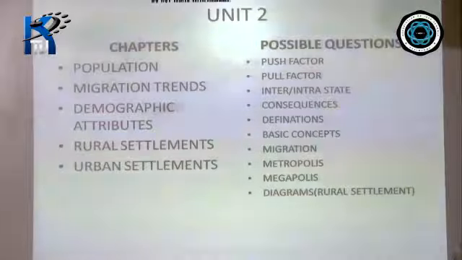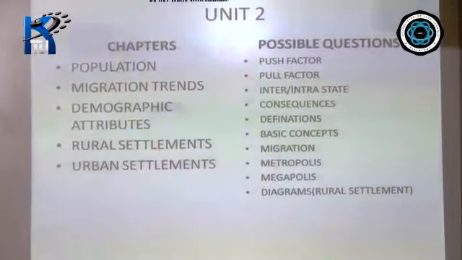Then comes the chapter on urban settlements. There are terms like break-in-transport theory, conurbation, and ribbon settlement. These terms are very important. And what are the drawbacks of overpopulation? What are the reasons that lead to an increase in the population in a particular area? So all these are common questions that come from unit 2.